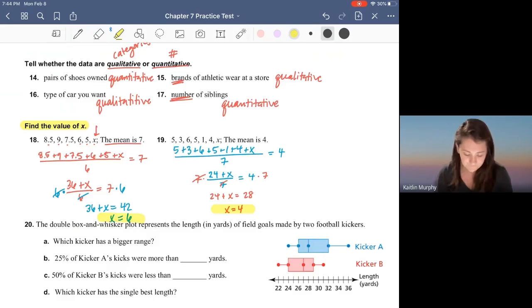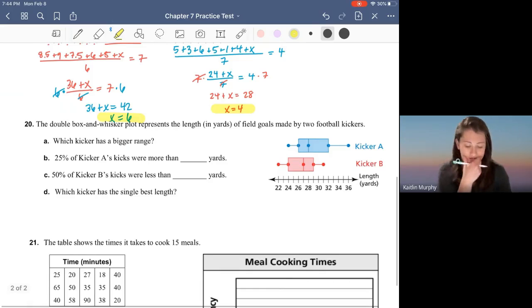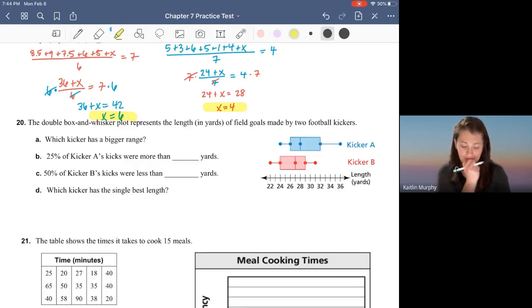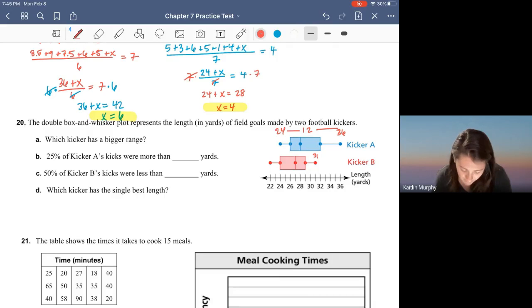Perfect. Okay. This is a double box and whisker plot. So you can see we have 2 box and whisker plots. There's kicker A and kicker B. And we're looking at length of field goals made by 2 football kickers. So which kicker has a bigger range? Bigger range just means all the way from longest to smallest. And I think that's going to be player B because it's going all the way out to what looks like 36 down to 24. So that's a 12 range from 36 to 24. And this guy, it looks like he's going from 31 down to 22, which is only 9 in range. So kicker A, the blue one on my page, has the longer range.